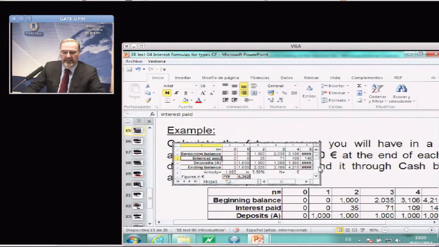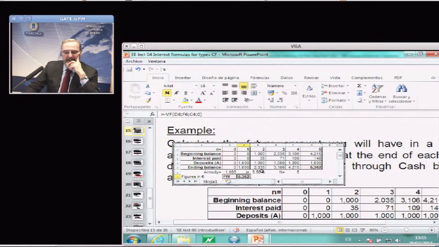So this is the calculation here with the manual or handy calculation. And this is the Excel calculation with the financial formula. It is the future value of the rate 3.5. As you see here, the colors are quite useful.